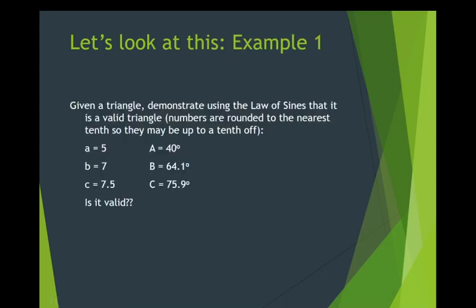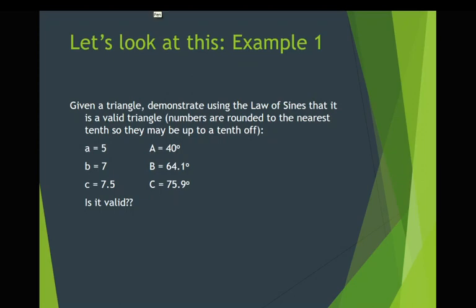Okay, we're given a triangle demonstrating using the law of sines that is a valid triangle. Okay, the numbers are rounded to the nearest tenth, so they may be a little bit off. But in this problem here, if you've noticed the whole numbers, these here, that's what we were given. Okay, and we found angle B, angle C, and side C. Now, is this a valid triangle? Well, how would we be able to tell?